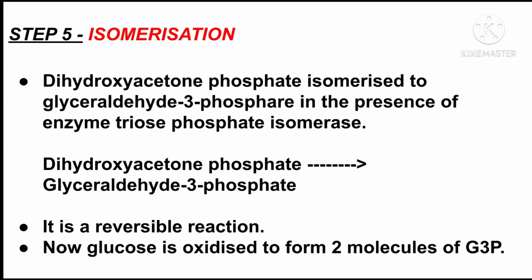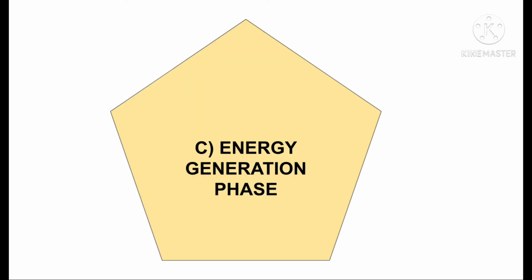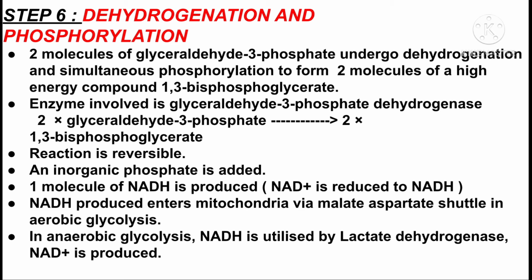Now after the 5 steps, glucose is oxidized to form 2 molecules of glyceraldehyde 3-phosphate. Usually the step 5 of glycolysis is included under splitting phase. The last phase of glycolysis, that is energy generation phase or payoff phase. Step 6 is dehydrogenation and phosphorylation.